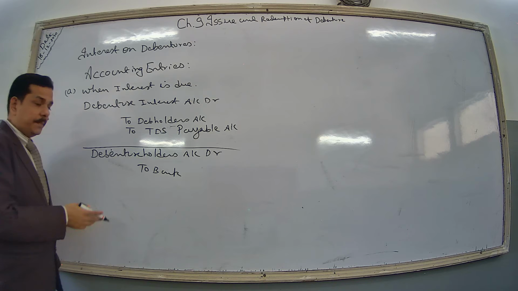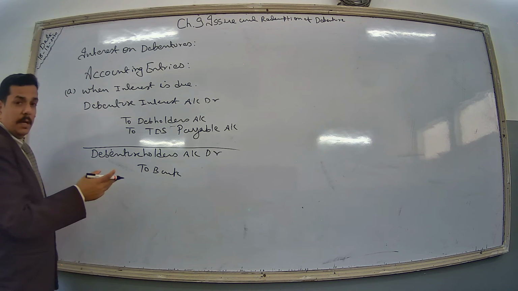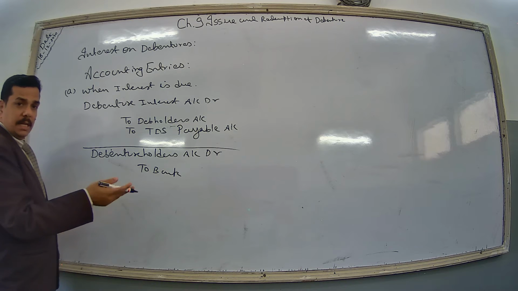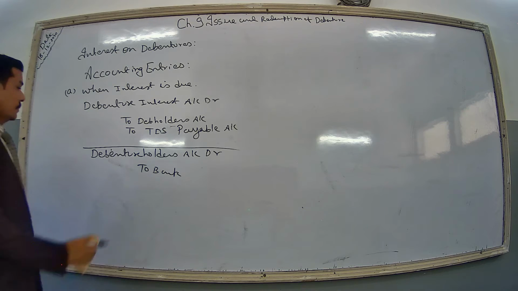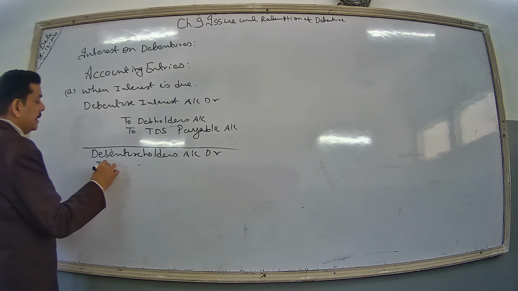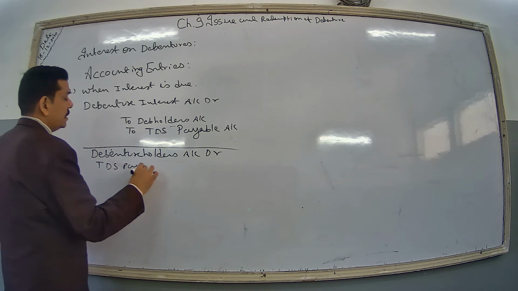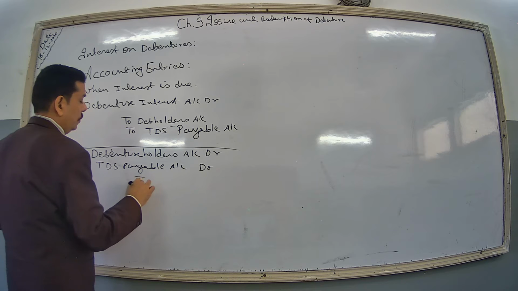Here you can write the narration that being the interest is paid to the debenture holder, and at the same time if you want to pay the income tax, you can also pay it. So debenture holders account debit to bank, or you can pass a combined entry: TDS payable account debit, to bank account.